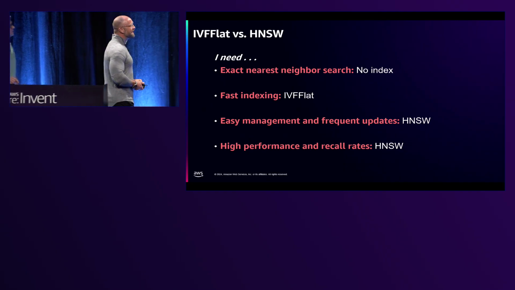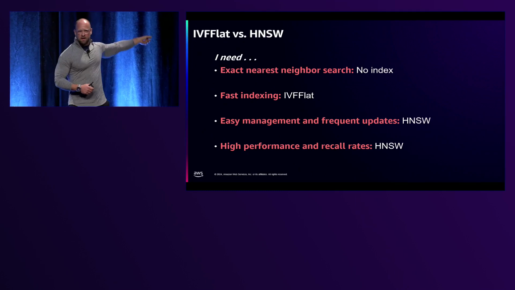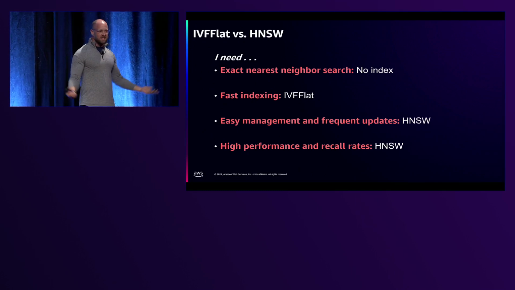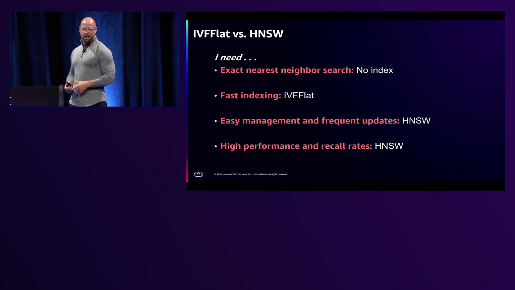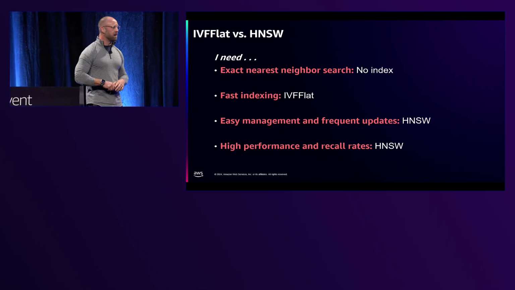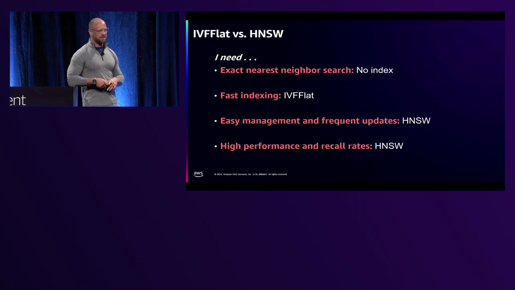If you need exact nearest neighbor search, exact is a keyword here, don't use a vector index. If you need exact, just use a regular index. Recall value, I guess recall value technically could be 100% if your query exactly matches a document for an answer, but that's probably not the case. So don't use a vector index if you need exact match.